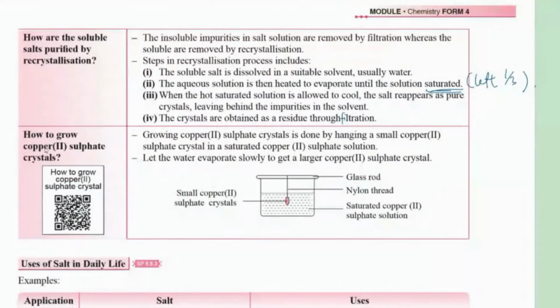Okay, how to grow the copper(II) sulfate crystal? You can scan this and then watch the video. I think it's a YouTube video. How to grow the copper(II) sulfate crystal. It's like the crystal. You can have a look at this.